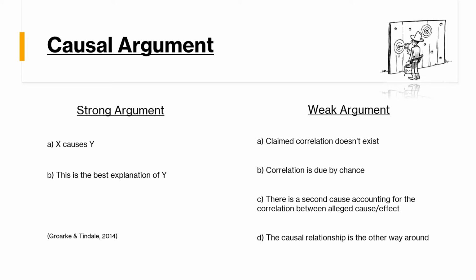A causal argument can be considered weak if one or more of these conditions apply. A. The claimed correlation between X and Y doesn't exist. B. The correlation between X and Y is due to chance. C. There is a second cause accounting for the correlation between X and Y. And D. It is more likely that the causal argument is the other way around, that Y causes X. If the scheme of causal argument is weak, it's considered to carry the fallacy of questionable cause.